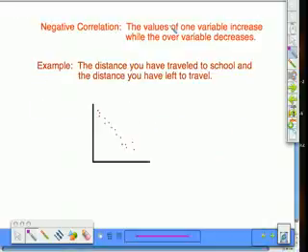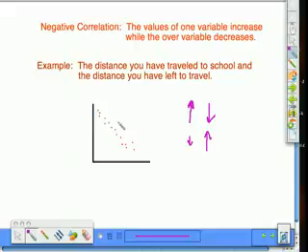For a negative correlation, the values of one variable increase while the other variable decreases. For example, the distance you have traveled to school and the distance you have left to travel. The more you've walked on your way to school, the less you have left to walk. Or you could say the less you walked, if you just started, the longer you have to go. So they're going in opposite directions.